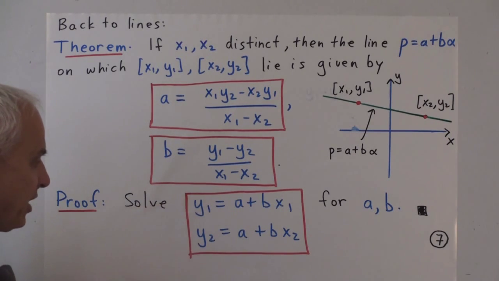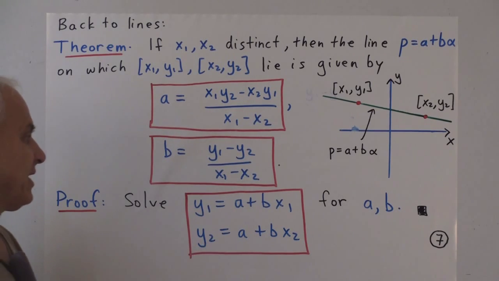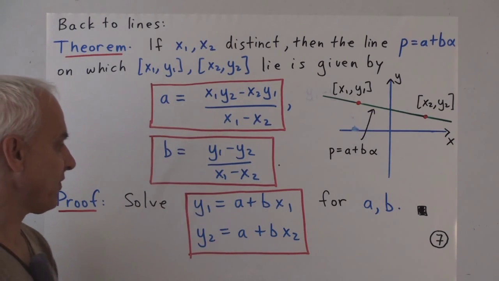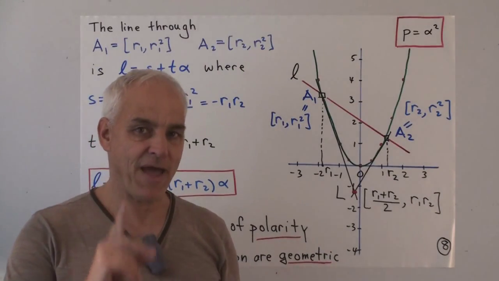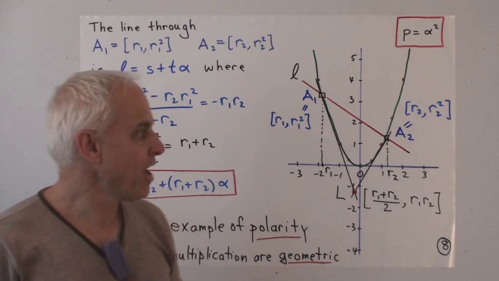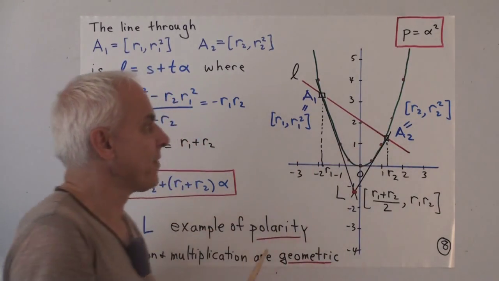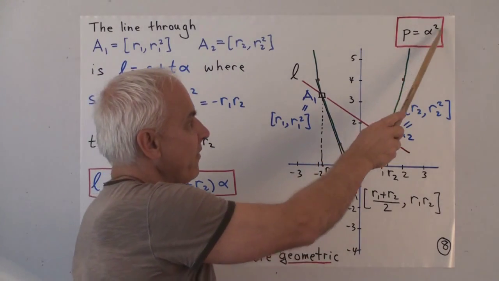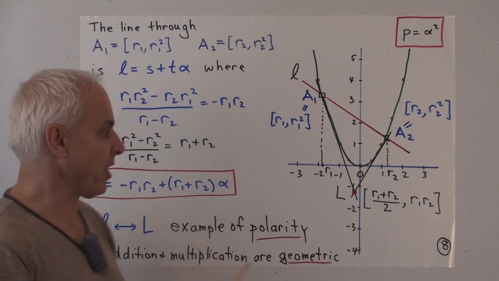We have to solve these two linear equations for a and b. That's a relatively easy exercise. I'll leave you to do that, to find that those are the solutions. So we're going to apply that formula that we've just proven to have a look at the standard parabola, p equals alpha squared, or in x and y coordinates, y equals x squared.